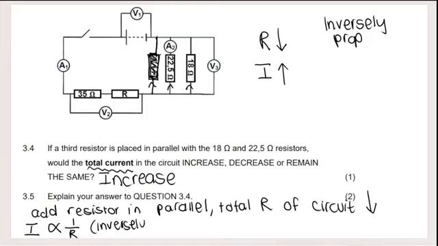Inversely proportional, which means when the one goes up, the other goes down, or when the one goes down, the other goes up. And what must stay constant? So there's three variables technically. There's R, there's I. If we're saying these two are inversely proportional, then voltage has to be constant.